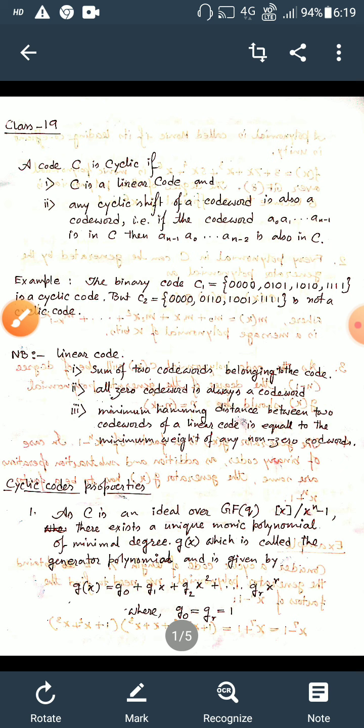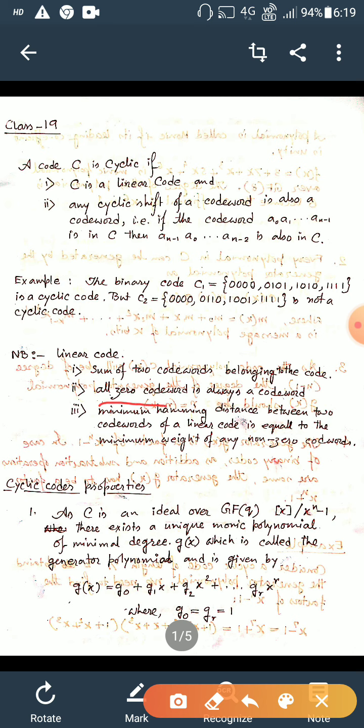Now the second condition is that the all-zero word is always a code word. That means the word with each and every bit 0 is also a code word. So in C1, the word with every element 0 is specified as a code word. So for the linear code, this feature or condition is fulfilled here.